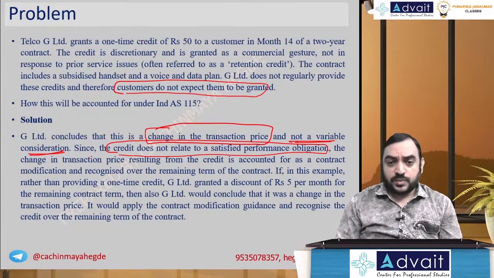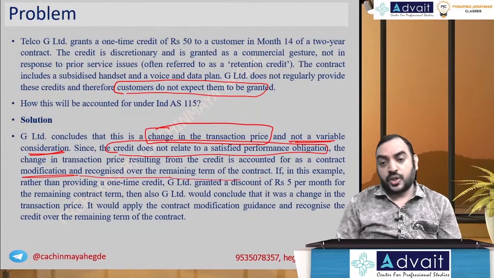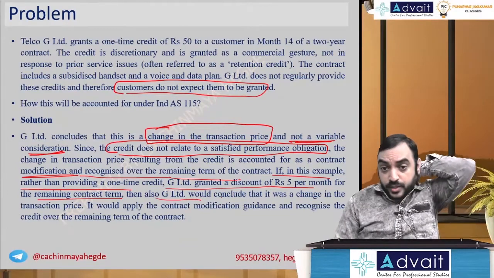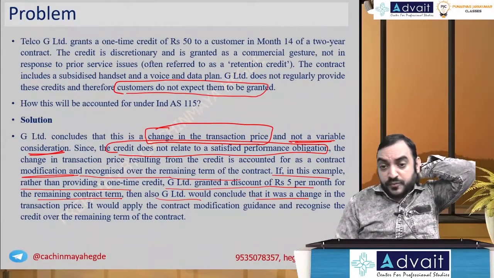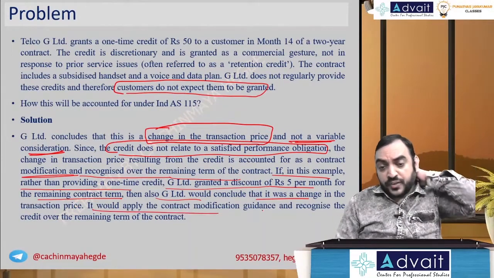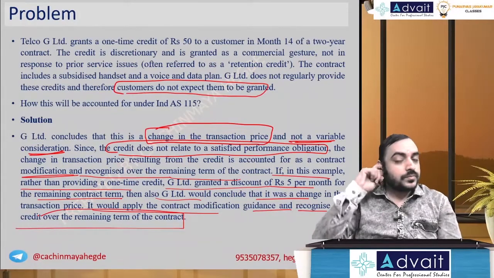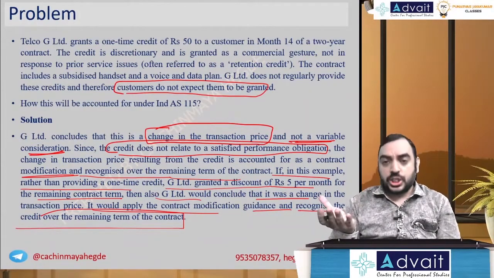The change in transaction price resulting from the credit is accounted as a contract modification and recognized over the remaining term of the contract. If, rather than providing a one-time credit, G Limited granted a discount of 5 per month for the remaining contract term, G Limited would conclude that it is a change in transaction price, apply the contract modification guidance and recognize the credit over the remaining term. So contract modification terms would apply.